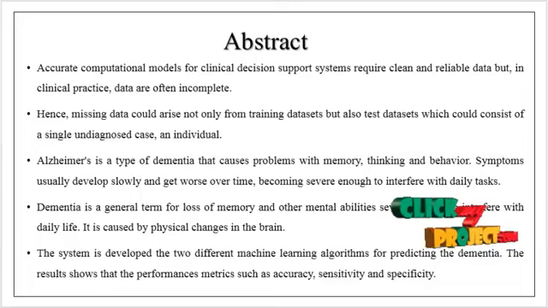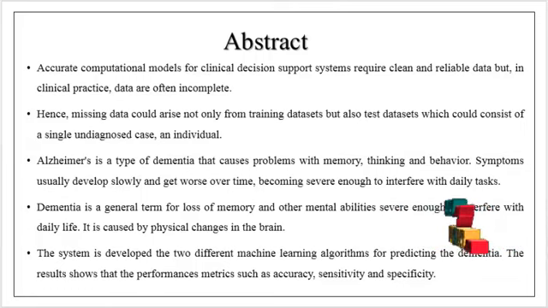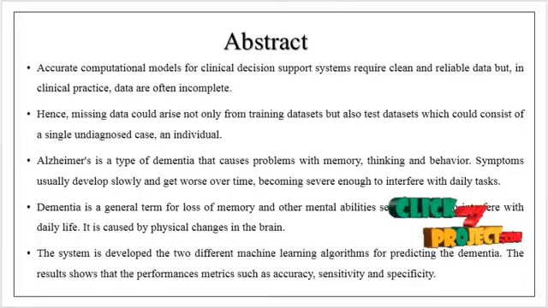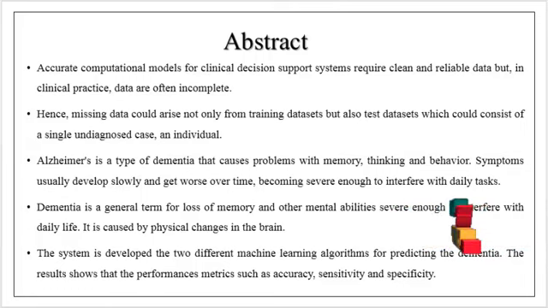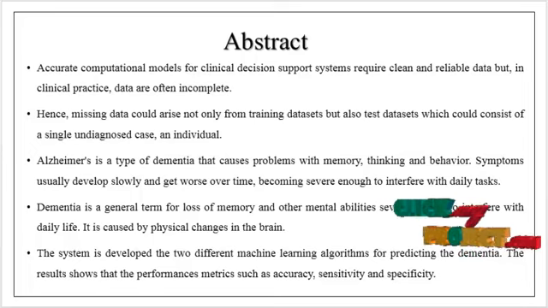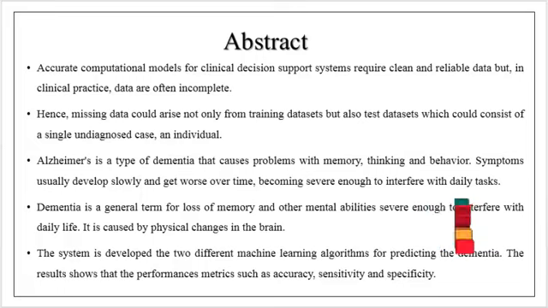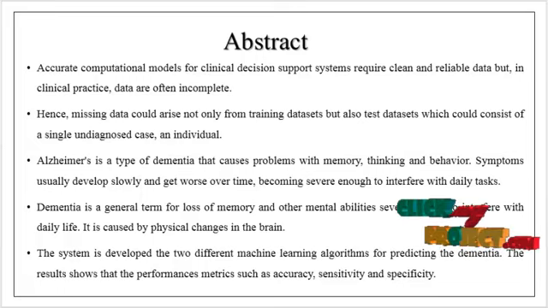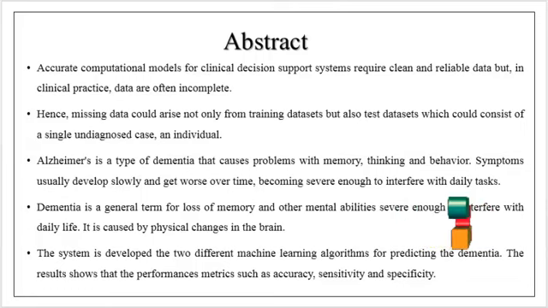Alzheimer's is a type of dementia that causes problems with memory, thinking, and behavior also. Symptoms usually develop slowly and get worse over time, becoming severe enough to interfere with daily tasks. So, dementia is the general term for the loss of memory and other mental abilities severe enough to interfere with daily life. It is caused by physical changes in the brain.